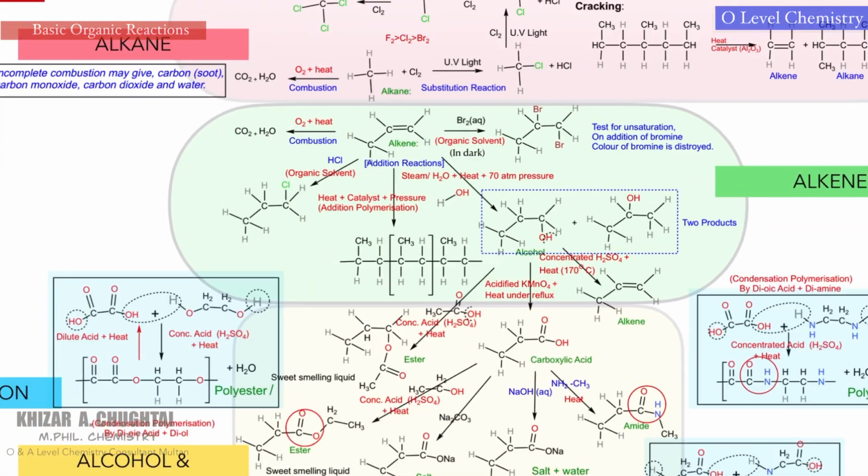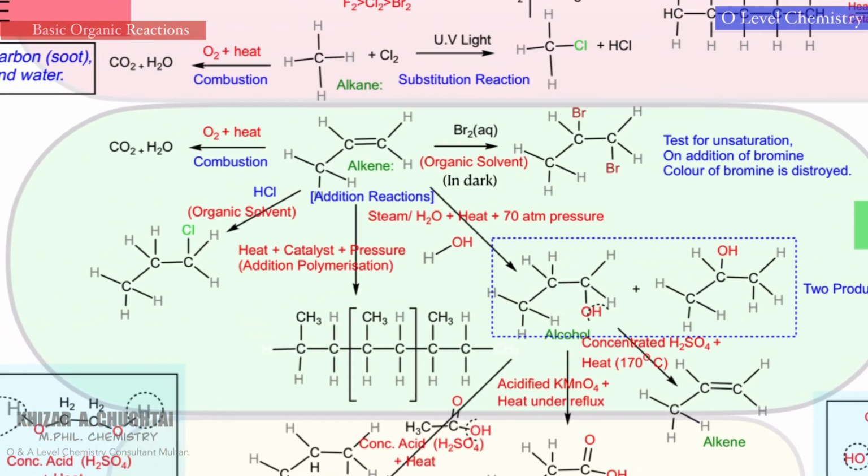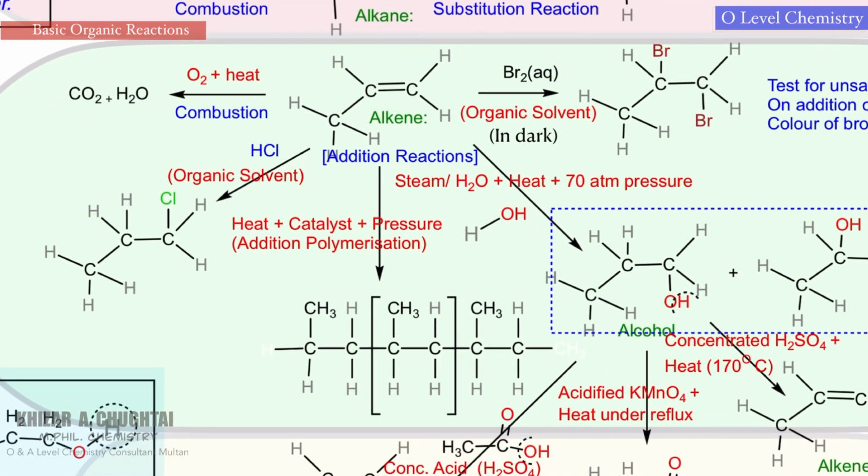The next part is the chemical reactions of alkenes. Alkenes mainly give addition reactions. There are basically five reactions that can be seen from alkenes. One is the typical one, the same as that of alkanes.